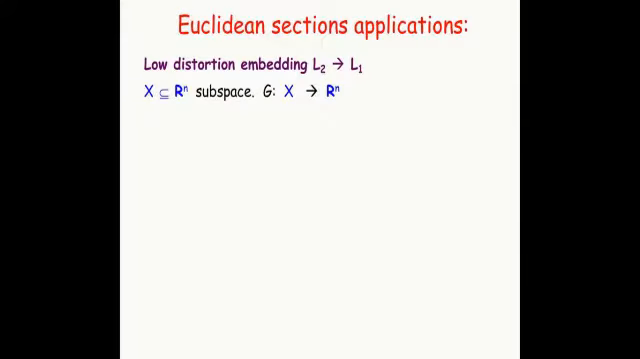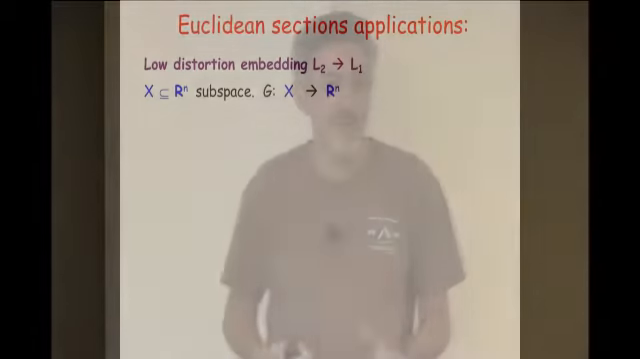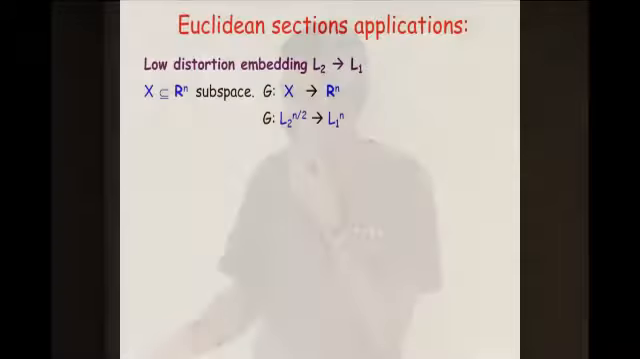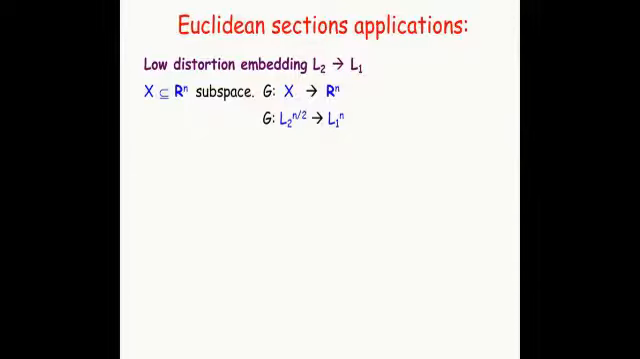If you have a subspace, then it naturally induces a mapping from the subspace to the natural embedding of the subspace in the big space. So let's call this mapping G. Let's think about it as a mapping from L2 in n over 2 dimensions, or whatever dimension we have here, into L1 in the big space.